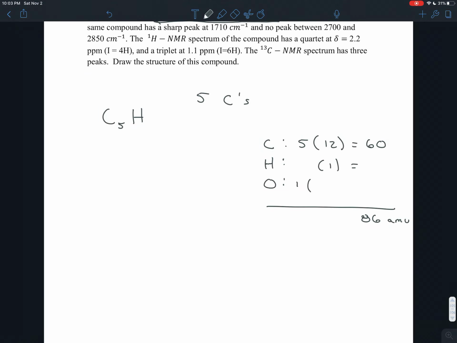Okay, well, if we have 1 oxygen, that would bring 16 AMU, and so that would be altogether 76. We would need 10 more to get our total. That means we would need 10 hydrogens. 10 hydrogens can fit. And so this is a plausible molecular formula, C5H10O.